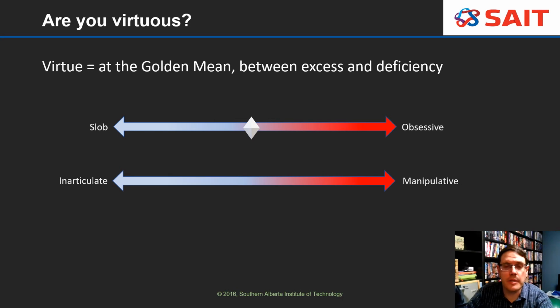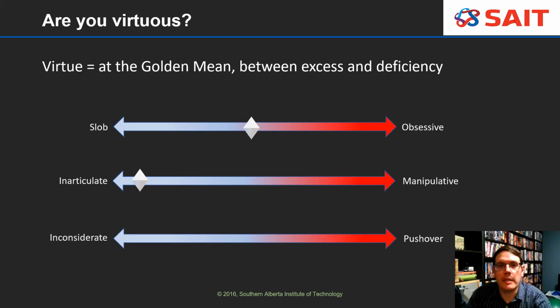The second character trait has to do with how articulate you are. You're somewhere between being inarticulate and being manipulative. Now, in this case, the way the scenario is set up, it doesn't really seem like you tried to talk to your roommate. You tried to pass on an indirect message by just leaving a mess. It doesn't say that you asked your roommate to clean up first. So on this one, you've demonstrated a deficiency of being articulate. You've been a bit inarticulate.